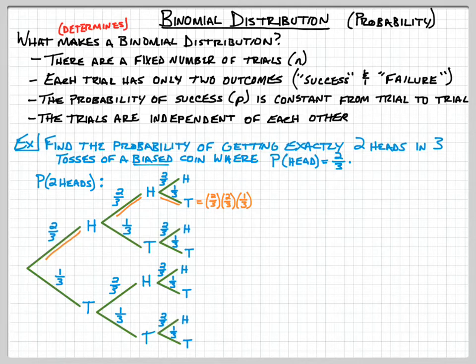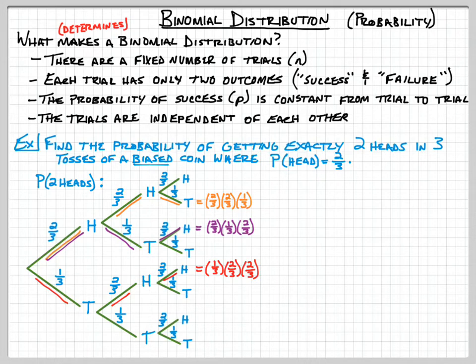Or we could have a heads, a tails, and a heads, which that probability is going to be 2/3 times 1/3 times 2/3. Or we could get a tails first and then 2 heads after that, and that would give us a 1/3 times 2/3 times 2/3.